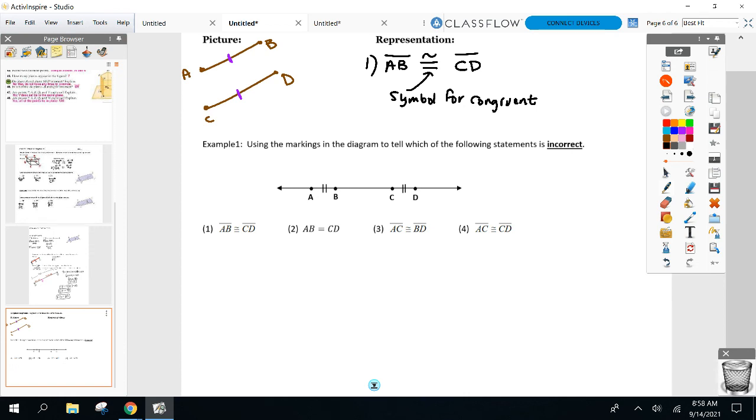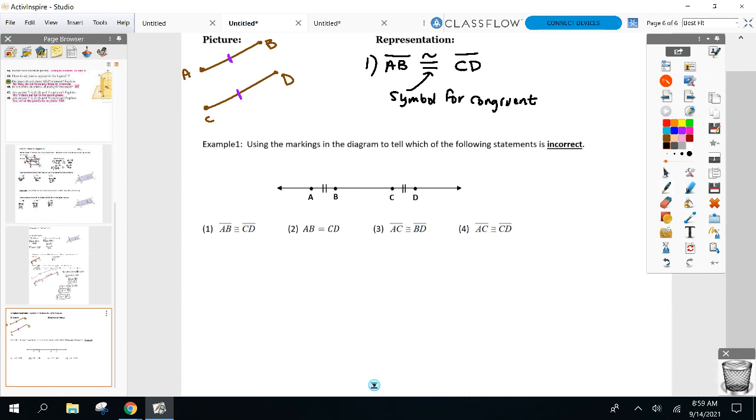All right, now we get a little crazy. How about 3? Do you think AC is congruent to BD? Yes. Oh, you think so? Anybody want to explain? How do you know that? Go ahead, Grace. Because if the two segments are congruent, then A would be the same distance from C as B is from D.